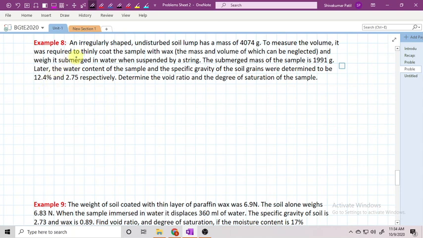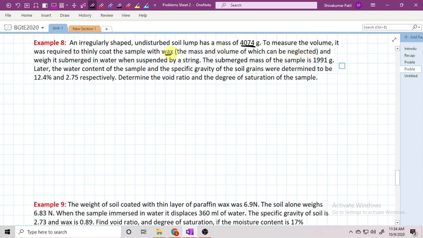Today's problem, example number 8. An irregular shaped undisturbed soil lump has a mass of 4074 grams. To measure the volume, it was required to thinly coat the sample with wax, the mass and volume of which can be neglected.